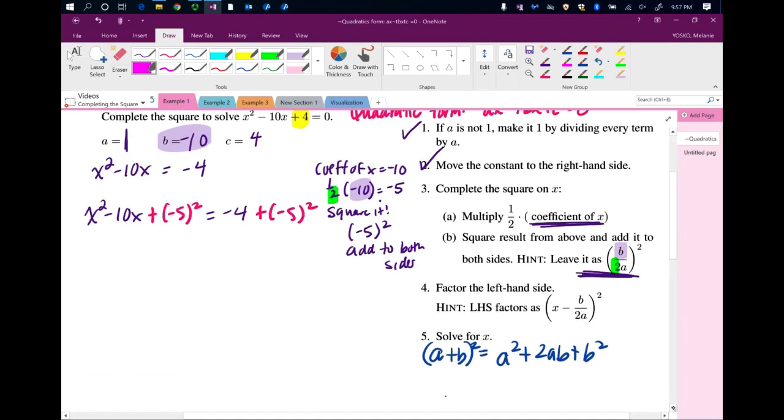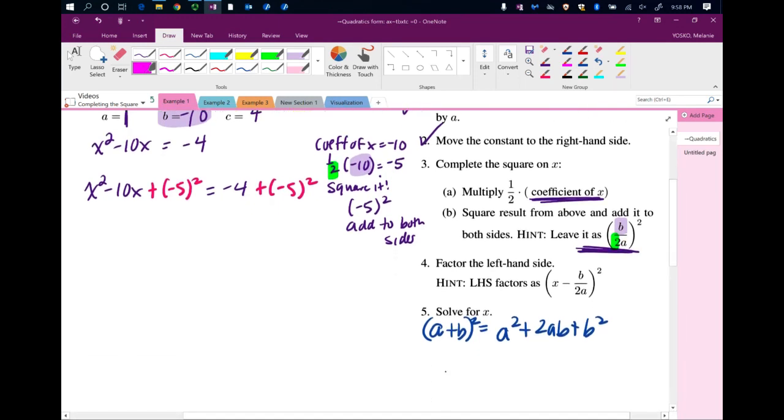So in our example, this was just a formula in general. In our example, we have x plus some number squared. That's what we're trying to get, right? So if you were to expand it out, it would be x squared plus 2 times x times that number plus that number squared, if I just follow the same form.